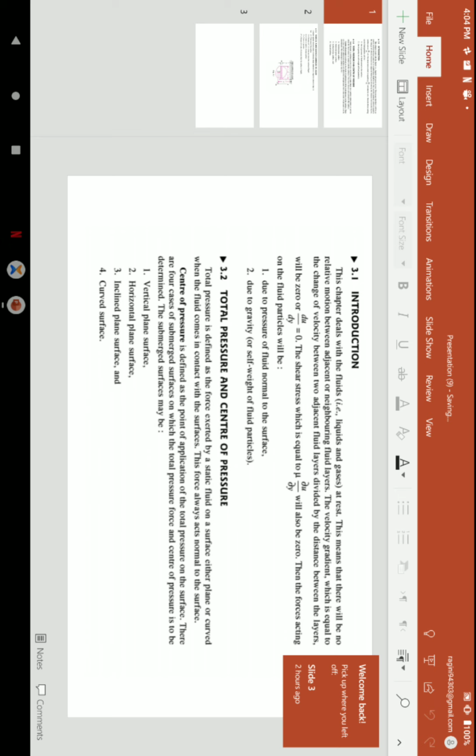Okay, now next we are going to study, it is also there in your syllabus, the total pressure force and center of pressure for different plane surfaces. We have to find out the total pressure and center of pressure for the different surfaces, just like vertical plane surface, horizontal plane surface, inclined plane surface, and curved surface. Okay, these four I'm going to cover in the coming slides. But the first one, the vertical plane surface, I'm going to cover today only.